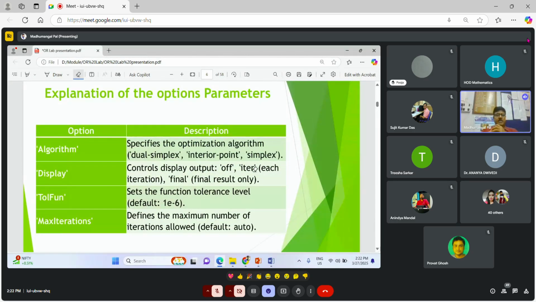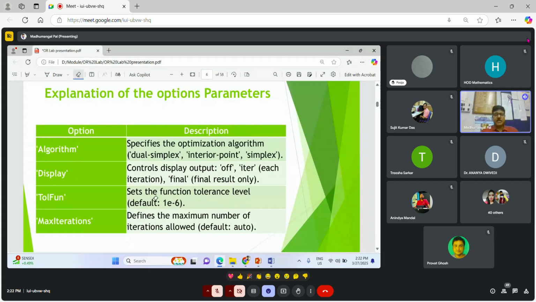Now see that some options are written with certain parameters in the option variable. In the option algorithm, the possible values are dual simplex, which we have already mentioned, interior point method is another, and simplex is another method. So these three methods can be used to find the solution of an LPP. Then display is another parameter or option. The possible values of display are iter, meaning iteration, and final, meaning you will get the final solution.